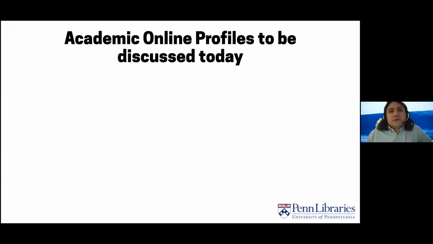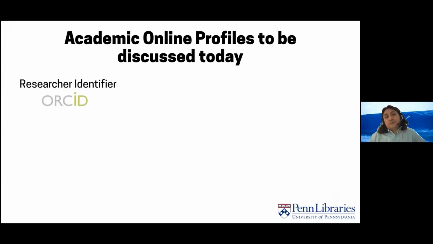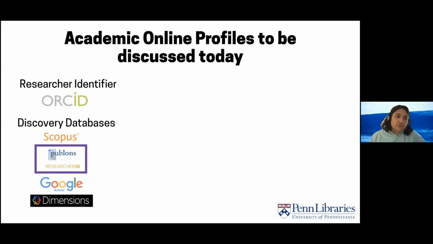Okay, so today the academic online profiles that I'll be discussing include ORCiD, which is a researcher identifier platform, and becoming more and more important in the scholarship landscape. I'll talk about the profiles associated with the discovery databases Scopus, Web of Science, which has a profile, ResearcherID, that is linked to the PubLaunch platform, and I'll discuss how those work together. The profile associated with Google Scholar and with a new database called Dimensions.